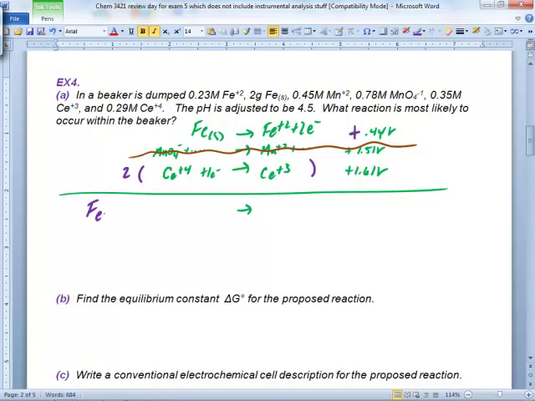So I'll have Fe solid and 2 of these cesium 4s, right? And iron 2 and 2 of the cesium 3s, and about 2.05 volts is my E0 cell. So Jeff, does that make sense? That is the reaction that has to occur, and it will occur to completion before the other one even starts. Okay?